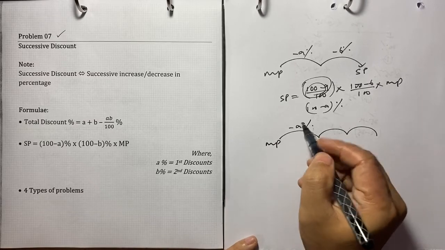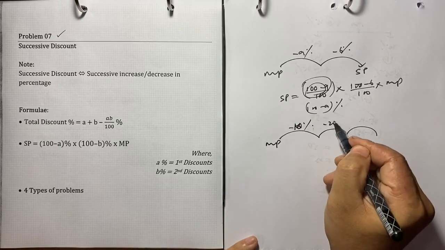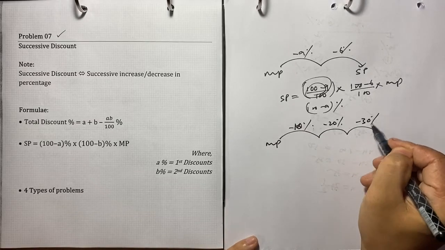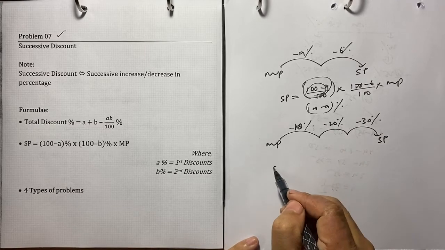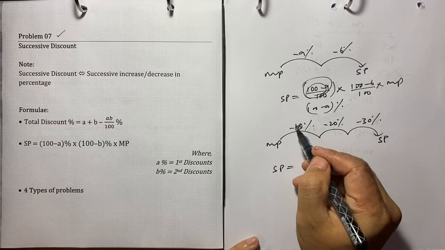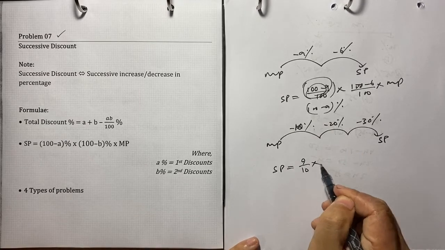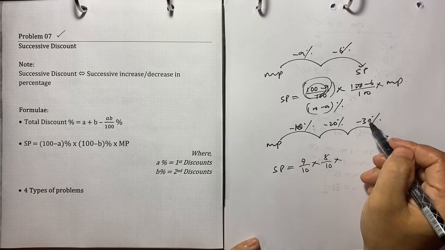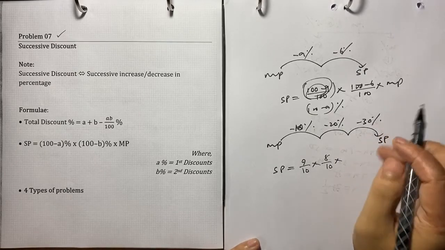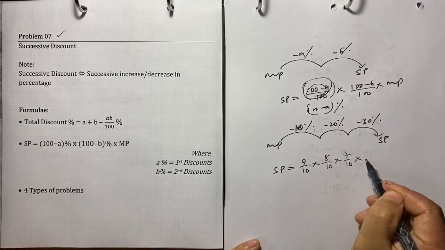So for discounts of minus 10%, minus 20%, minus 30%, the new value will be the selling price. In this case the selling price for minus 10% will be 9 by 10, for minus 20% will be 8 by 10, and for minus 30% it will be 7 by 10 into the mark price.